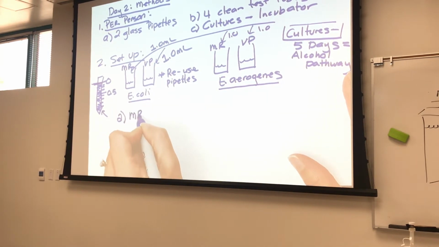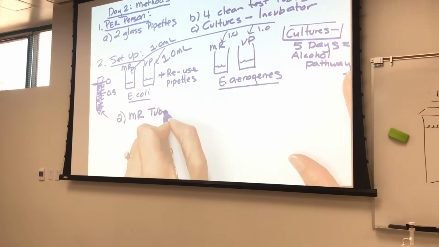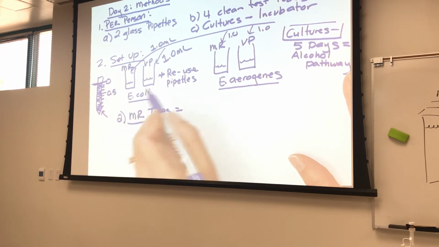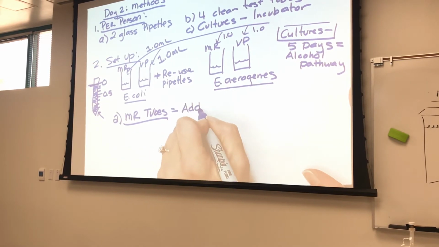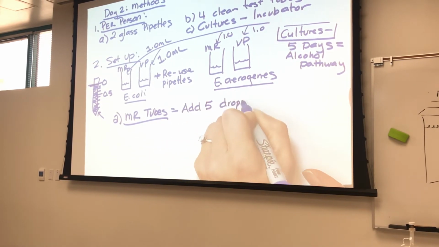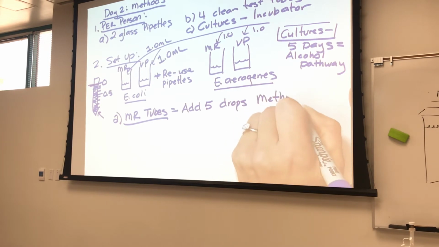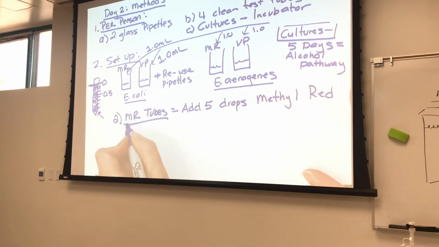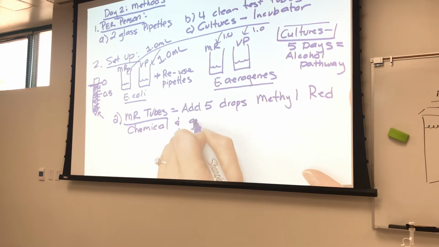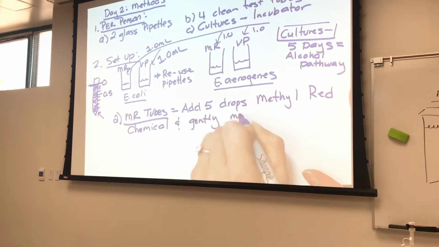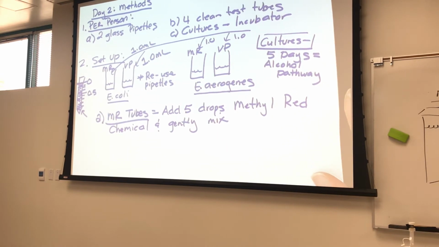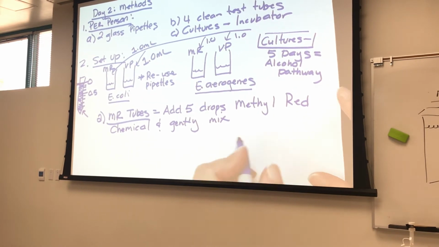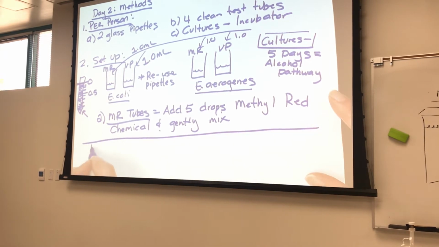So for your MR tubes, you have 2 of them, right? 1 for E. coli and 1 for E. aerogenes. Go ahead and add 5 drops of the methyl red chemical, and just gently mix it up. So that'll be pretty simple. You just drop in your pH indicator.